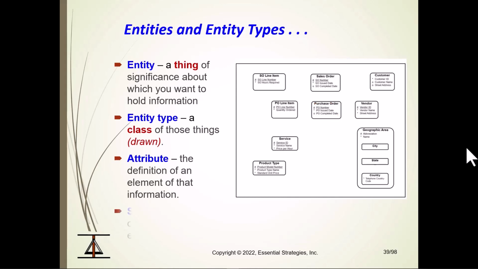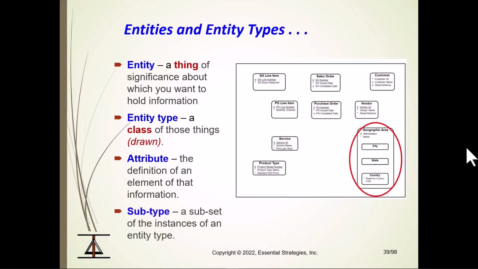Now, you'll notice in this drawing you have one box that has other boxes inside it. These are examples of subtypes. That is, a subtype is a subset of the instances of the entity type. Its supertype. On the drawing, you have city, state, and country, all as subtypes of the supertype geographic area. Specifically, here, state is a subtype of geographic area. This means, by definition, that each instance of a state must also be an instance of the supertype geographic area.